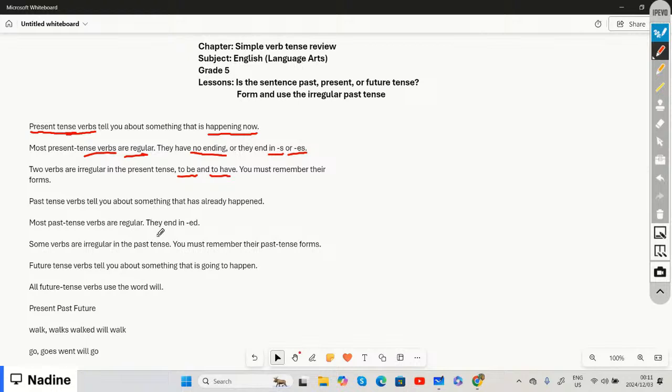So once again, when it comes to present tense verbs, specifically the regular present tense verbs, it shows us that something is happening now. It is in the present. So simple present tense shows something that is happening now.